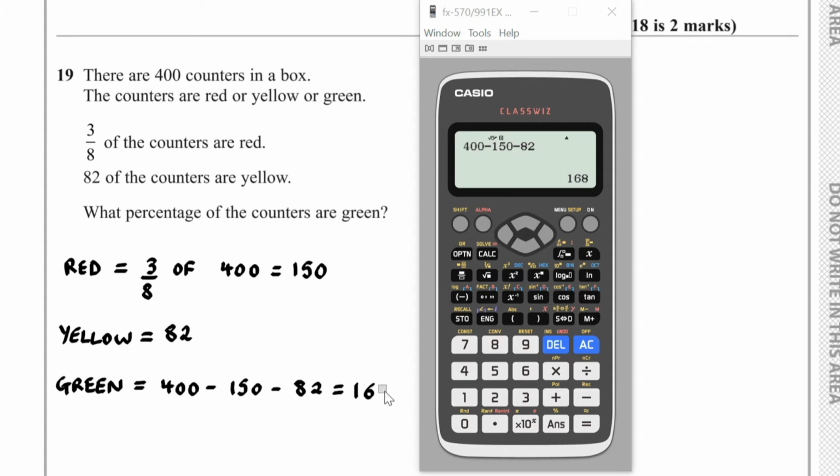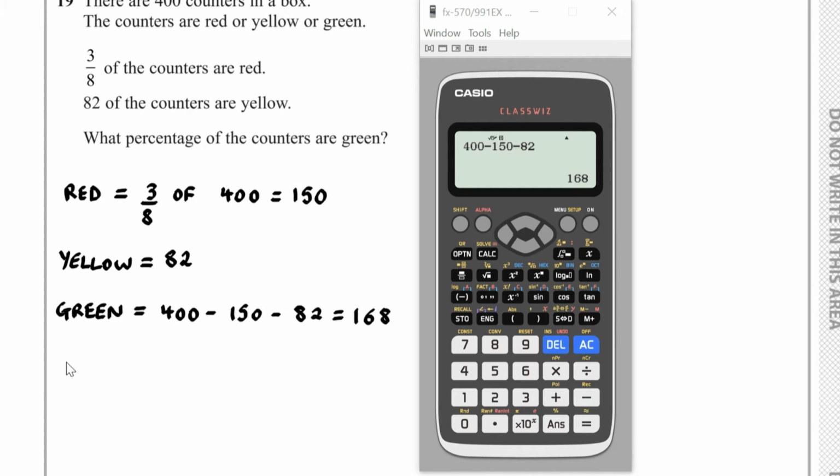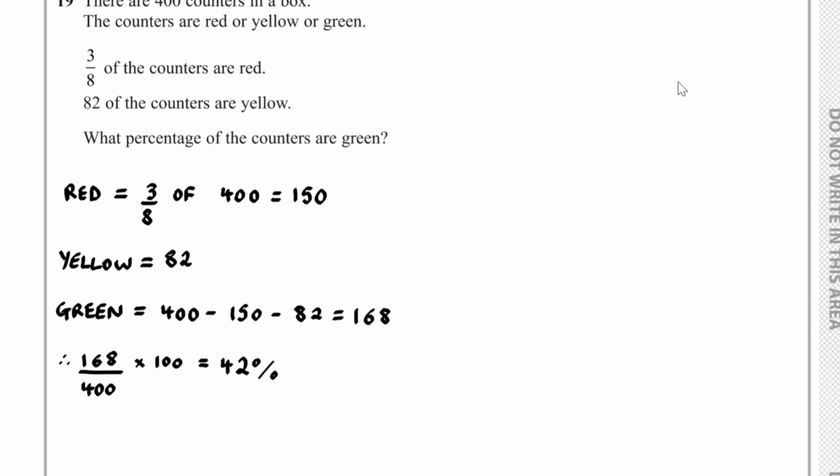And what we need to do is find the percentage which is green. So we have 168 divided by 400 multiplied by 100. So it turns out we get 42%. 42% of the counters are green.